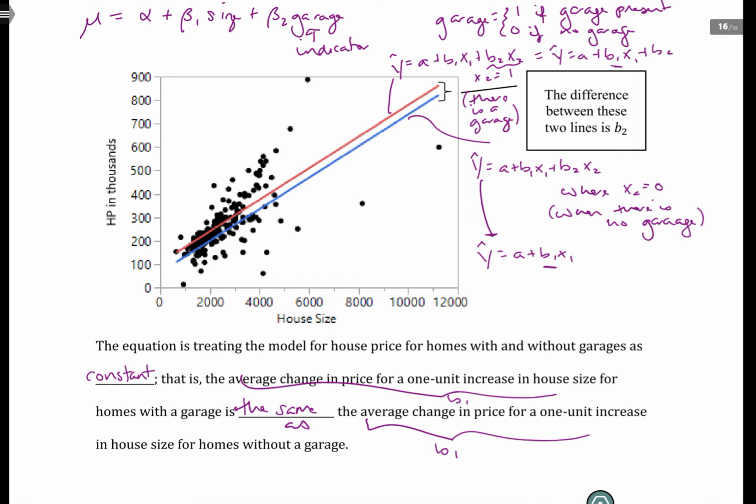And that is that same multiple regression interpretation. When x2 is held constant, the average change in price when house size increases by 1 is b1. And that is true when we have a garage and when we don't have a garage. And then we looked at, well, does this make sense? Is this constant relationship reasonable?